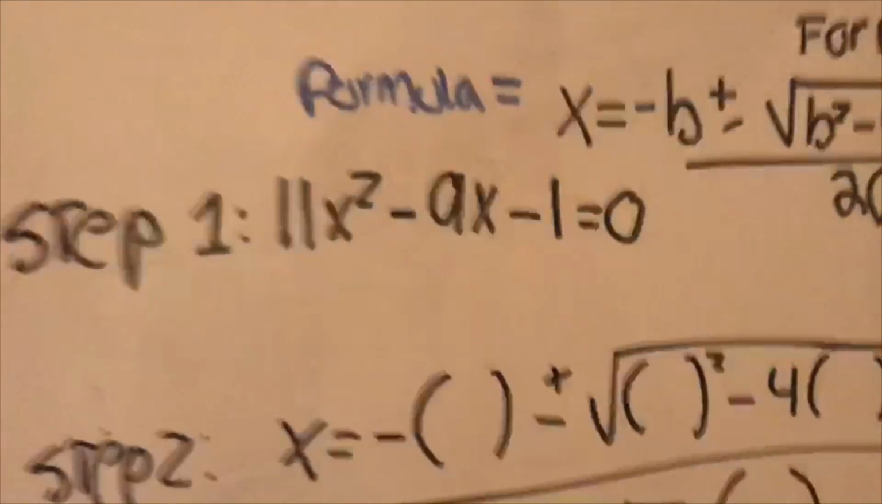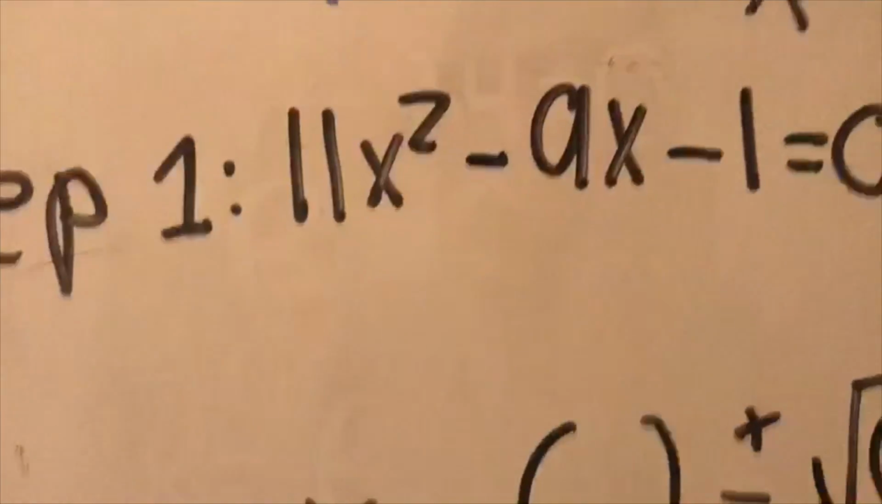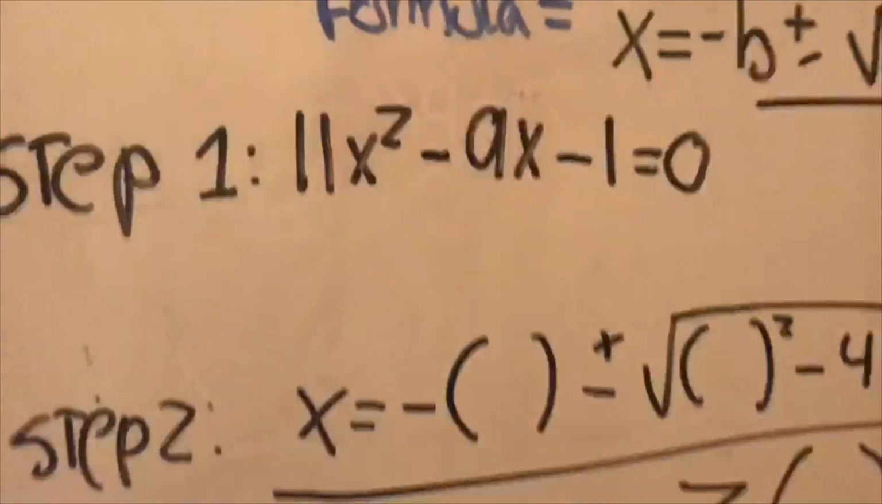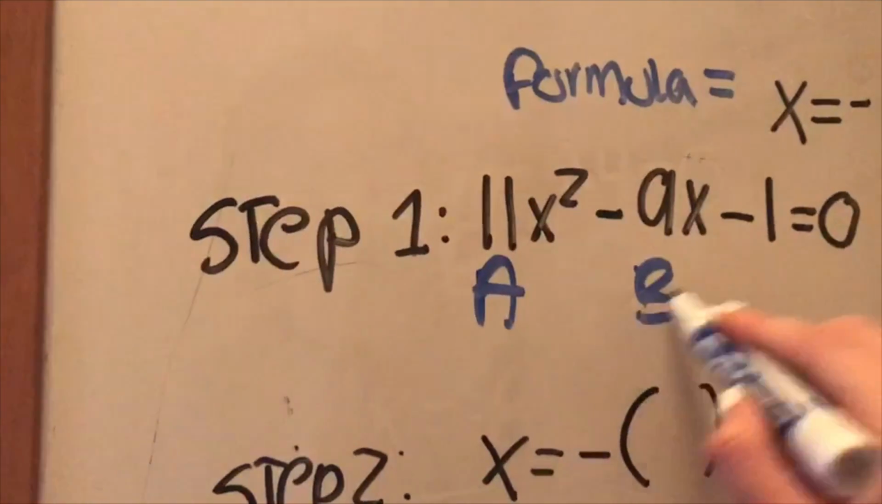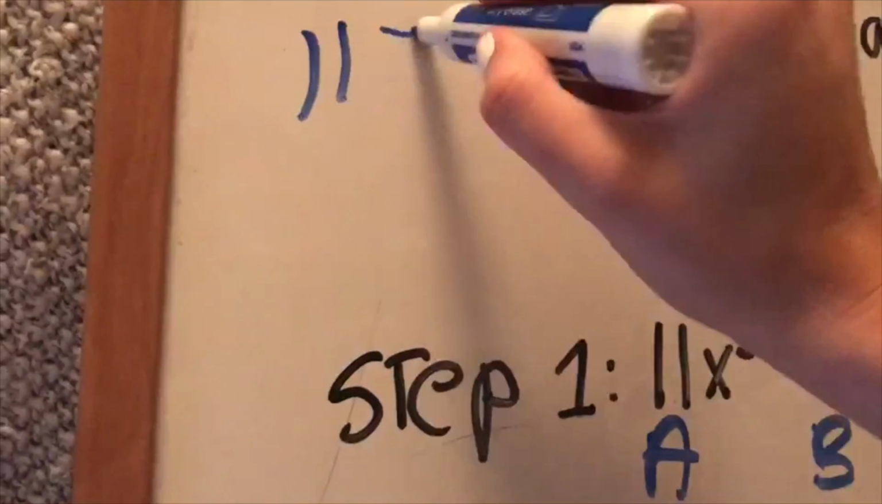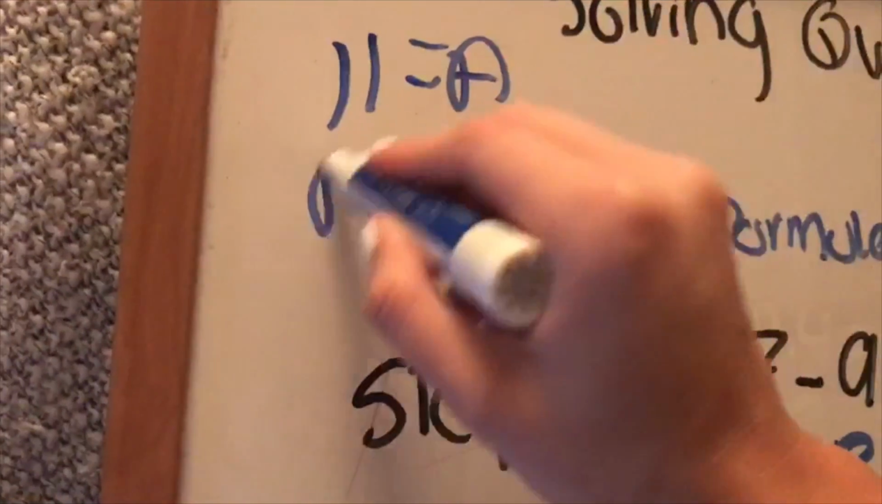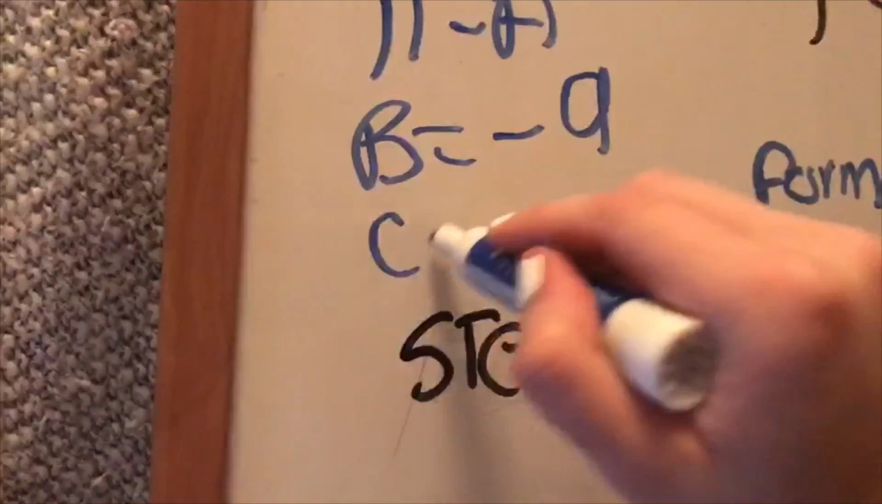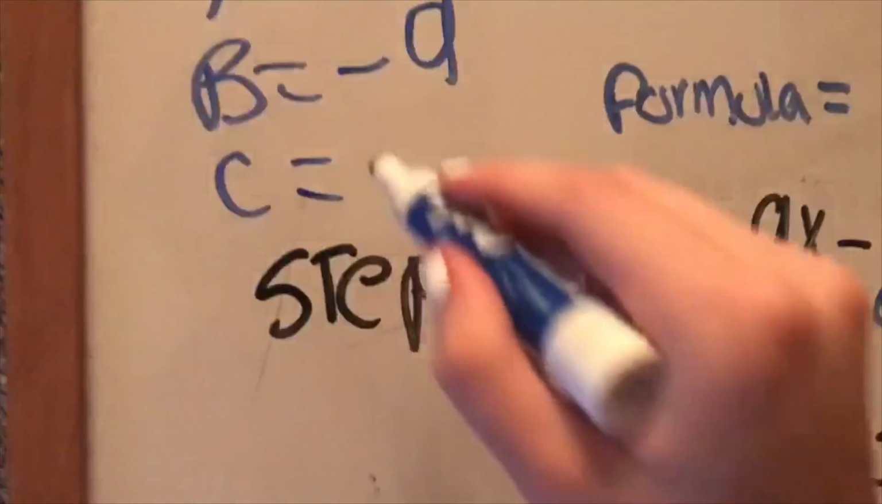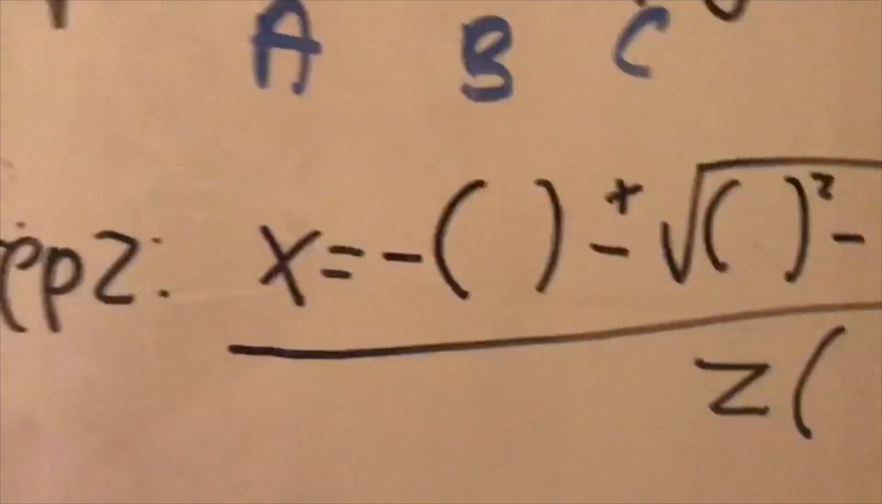So for this one, the equation is 11x squared minus 9x minus 1 equals 0. So that's A, B, and C. So 11 equals A, B equals -9, and C equals -1. So then you plug that in.